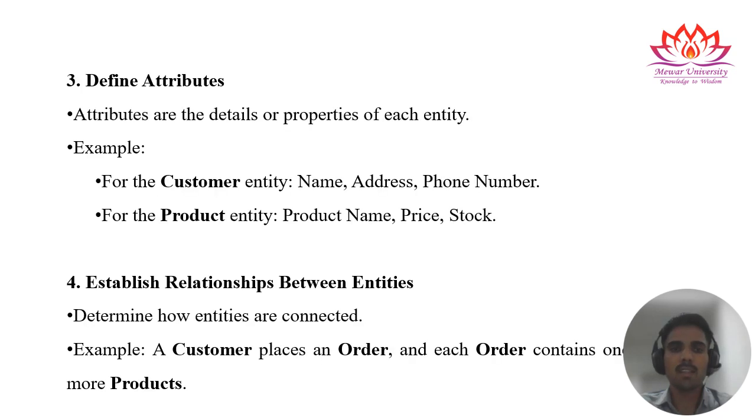Now, define the attributes. Attributes are the details or properties of each entity. Example, for the customer entity, attributes like name, address, phone number. For the product entity, product name, price, and stock.